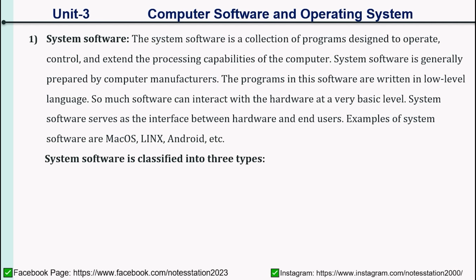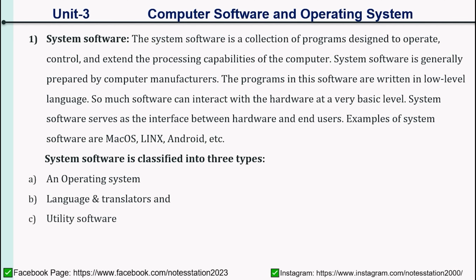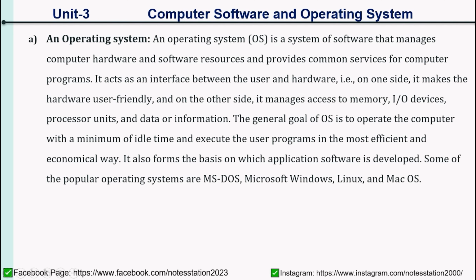System software is classified into three types: operating system, language processors and translators, and utility software. Operating system. An operating system, OS, is a system software that manages computer hardware and software resources and provides common services for computer programs.